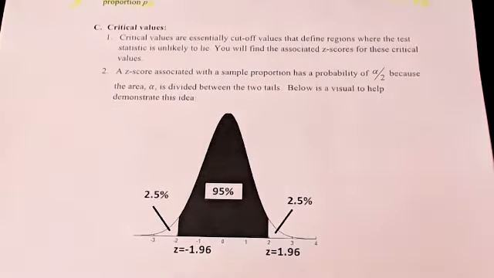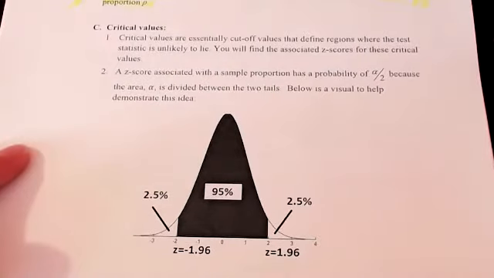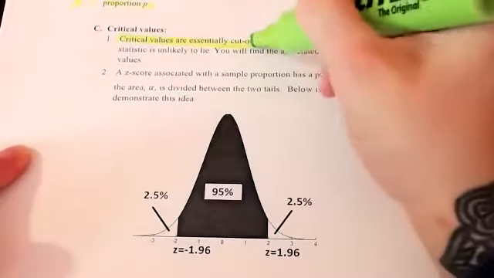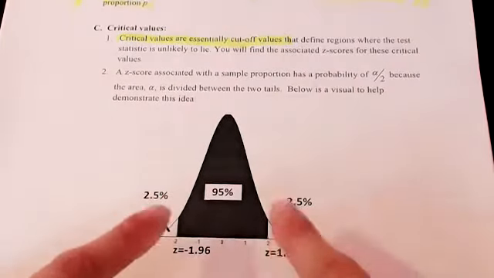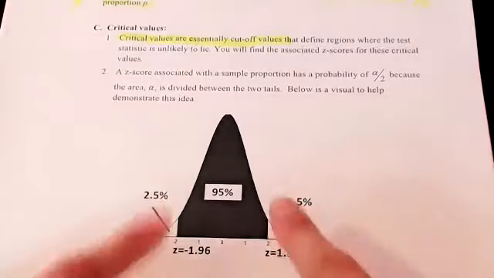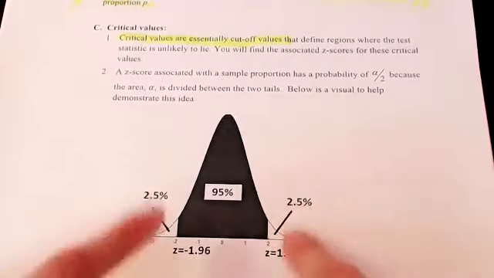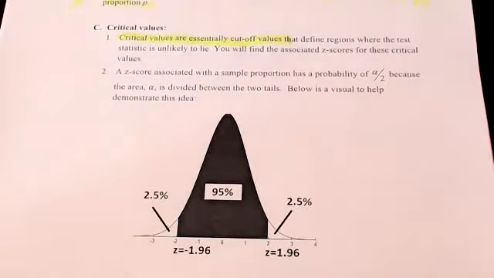Critical values are essentially cutoff values that define regions where the test statistic is unlikely to lie. You'll find the associated z-scores for these critical values. A z-score associated with a sample proportion has a probability of alpha divided by 2 because the area alpha is divided between the two tails. Below is a visual to help demonstrate this idea. Yes, thank you so much, Anthony.